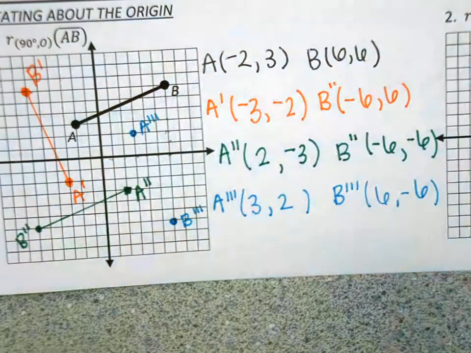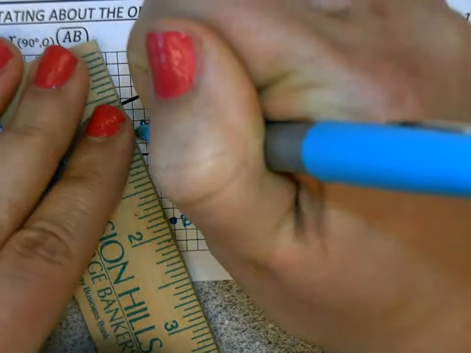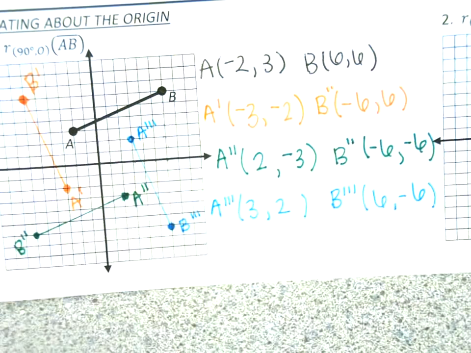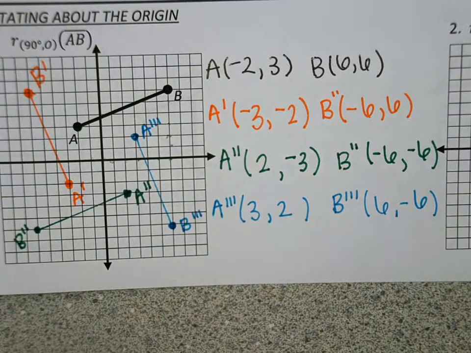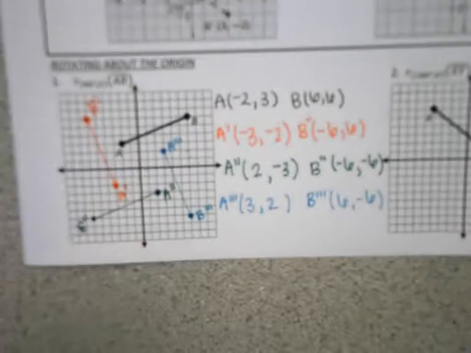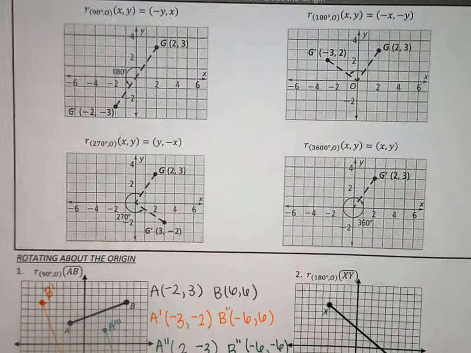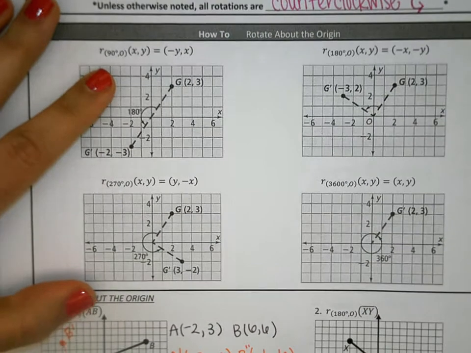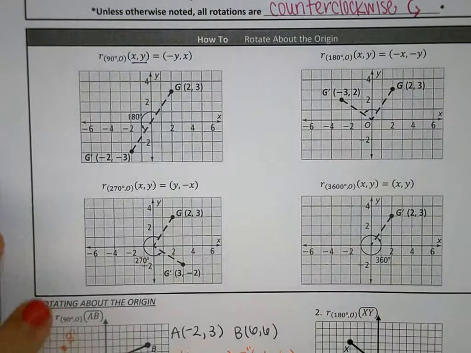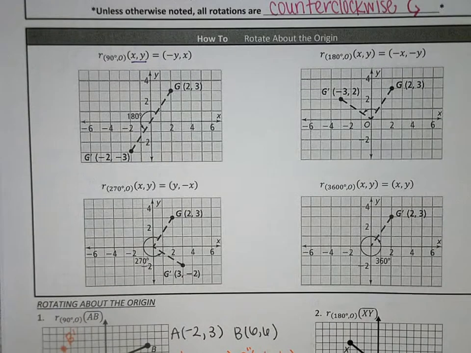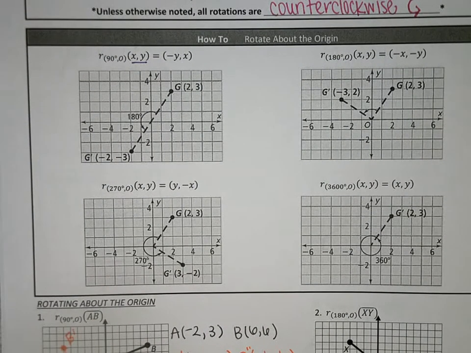Make sure you labeled all the points. Okay, so we can make some generalizations about rotating, right? Go back up to the how to rotate about the origin box. If our original coordinates were x comma y, we're going to use those as our originals, and the rest are all going to follow.